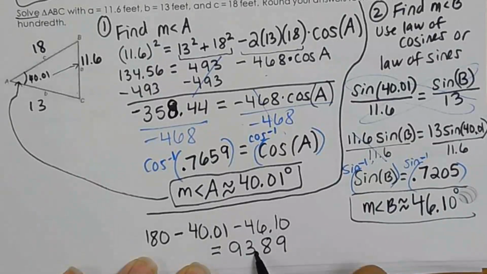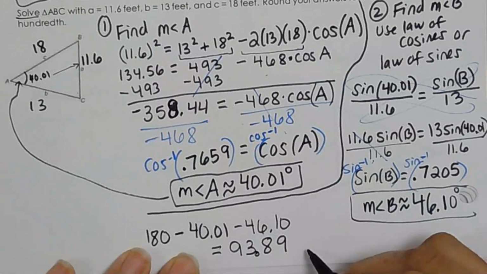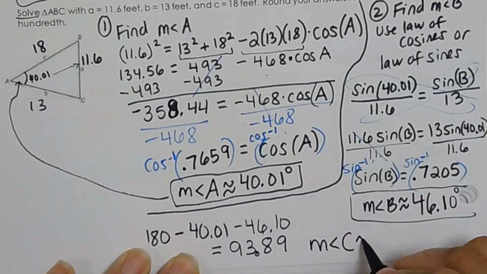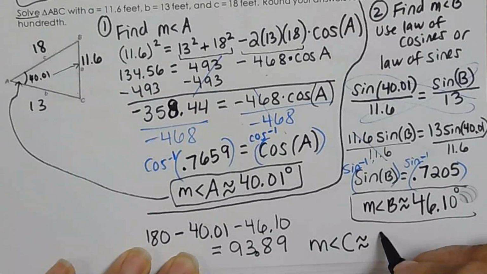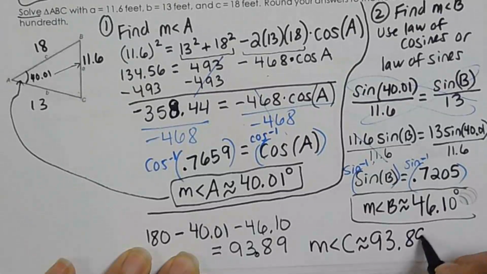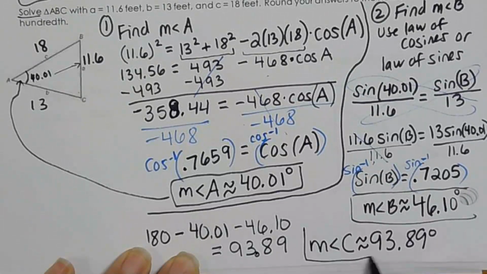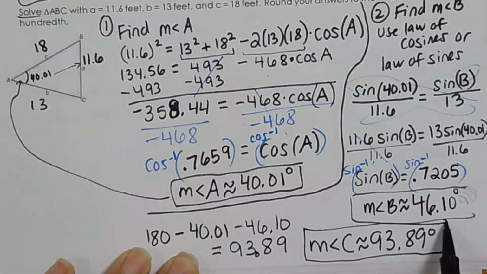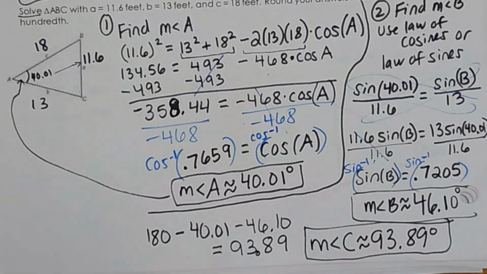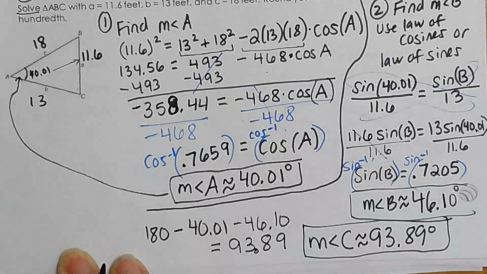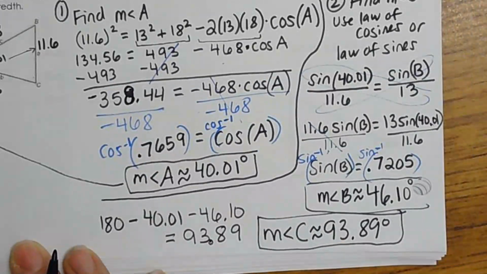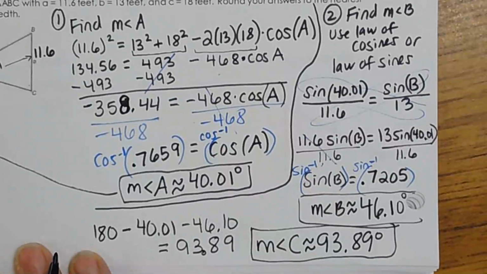And when you subtract that in your calculator, you should get approximately 93.89. And again, it's okay if you're rounding slightly different than I am. They all are not going to be necessarily the exact same answer. So as long as you're close, you should be good. So the measure of angle C is 93.89 degrees. Okay, so we have all 3 of those angles that we had to find. That's how you solve a triangle.